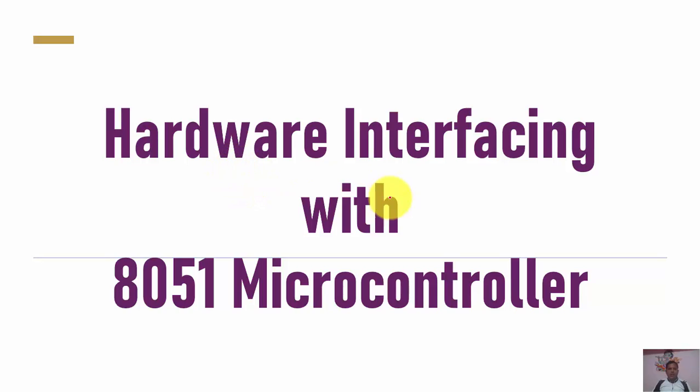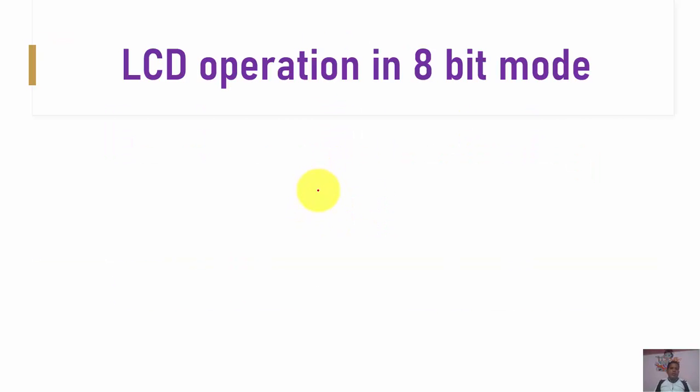We are discussing hardware interfacing with 8051 microcontroller. In the previous session we discussed liquid crystal display, that is LCD, the basics of LCD and the steps required to interface this 16 by 2 LCD with 8051 microcontroller. As we have seen, the LCD supports two modes of operation: a 4-bit mode and an 8-bit mode. In this session, we are going to talk about LCD interfacing with 8051 microcontroller in 8-bit mode.